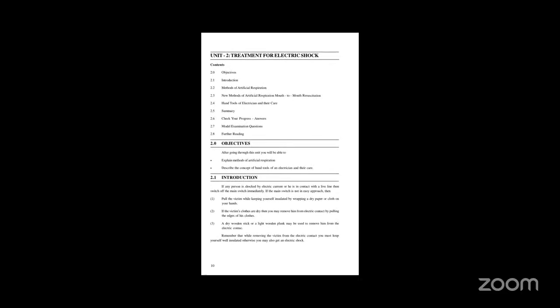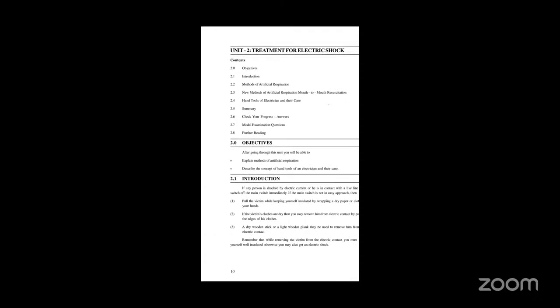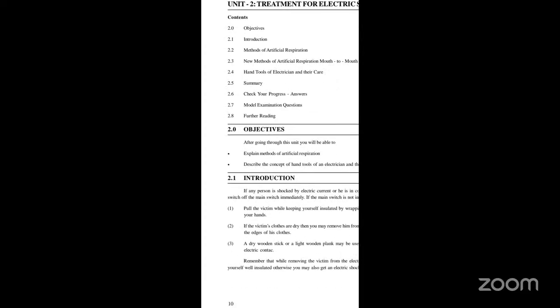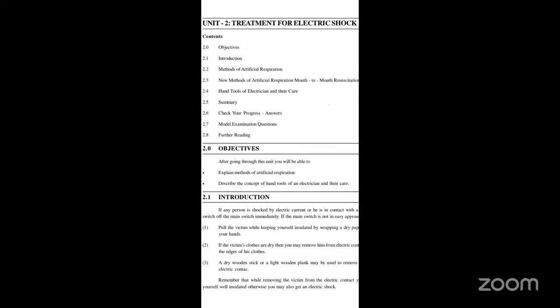Next, the second unit is treatment for electric shock. What is it? Methods of artificial respiration. Before that, what are the precautions we are using? What is the shock? What types of circuit are completed? Now, treatment for electric shock. What treatment is required for electric shock?